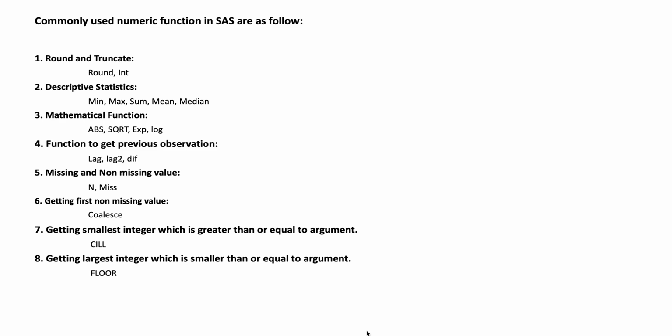Number 4, functions to get the previous observation. We use LAG, LAG2, DIF. Number 5, missing and non-missing values. We use N and MISSING. Number 6, getting the first non-missing value. We use COALESCE. Number 7, getting the smallest integer which is greater than or equal to the argument, we use CEIL. And number 8, getting the largest integer which is smaller than or equal to the argument, we use FLOOR.